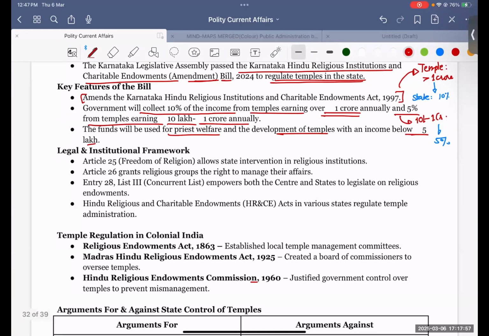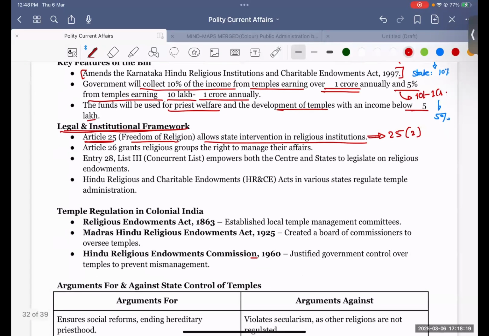So how is this possible? Can there be state intervention with respect to temples? Yes, it is possible, because Article 25, freedom of religion, allows state intervention in religious institutions, in particular Article 25 clause 2. Article 26 grants religious groups the right to manage their affairs. Entry 28 of List 3, the concurrent list, empowers both the center and the state to legislate on religious endowments. And the Hindu Religious and Charitable Endowments Act is in various states to regulate temples. It is also present in the Tamil Nadu state.